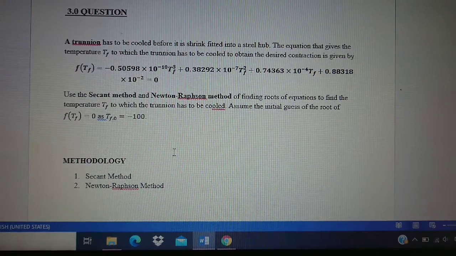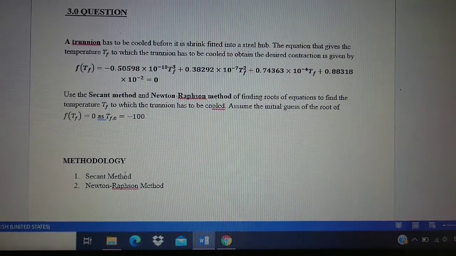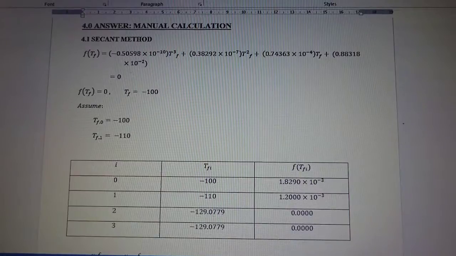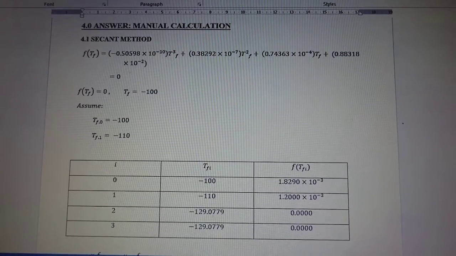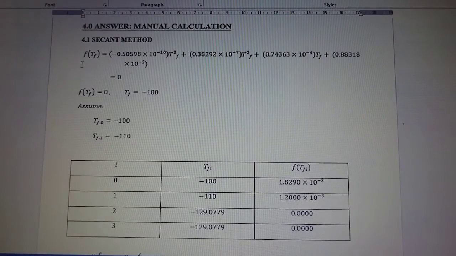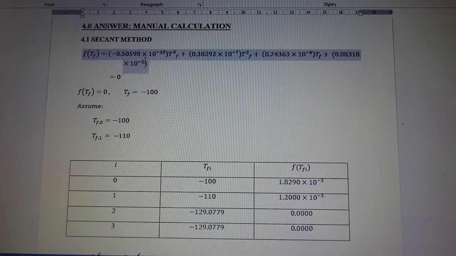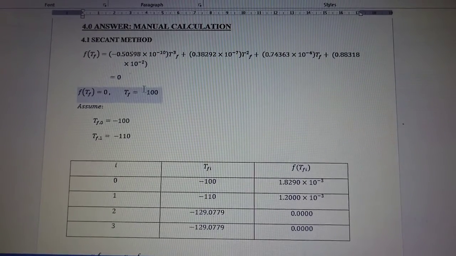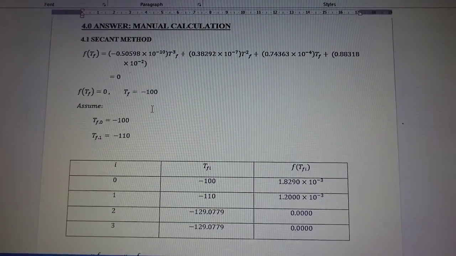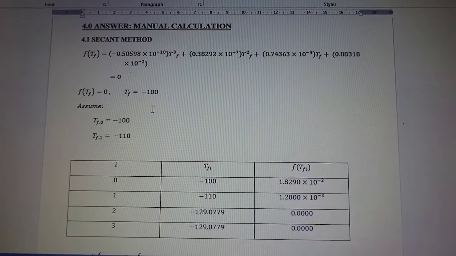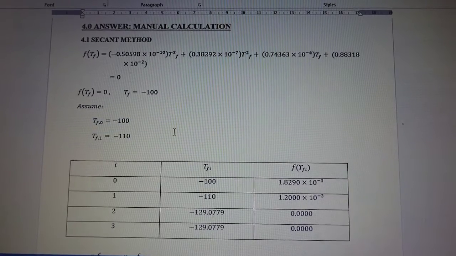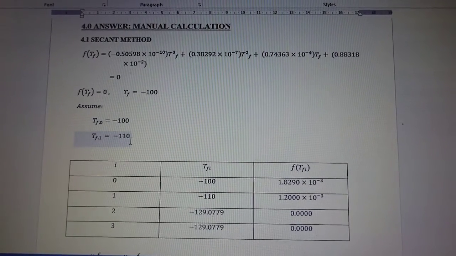In this case, the question asks us to use the secant method and the Newton-Raphson method. To solve this question, we need to use this function equal to 0. The question didn't provide the interval, so we need to assume the interval: Tf0 is equal to -100 and Tf1 is equal to -110.